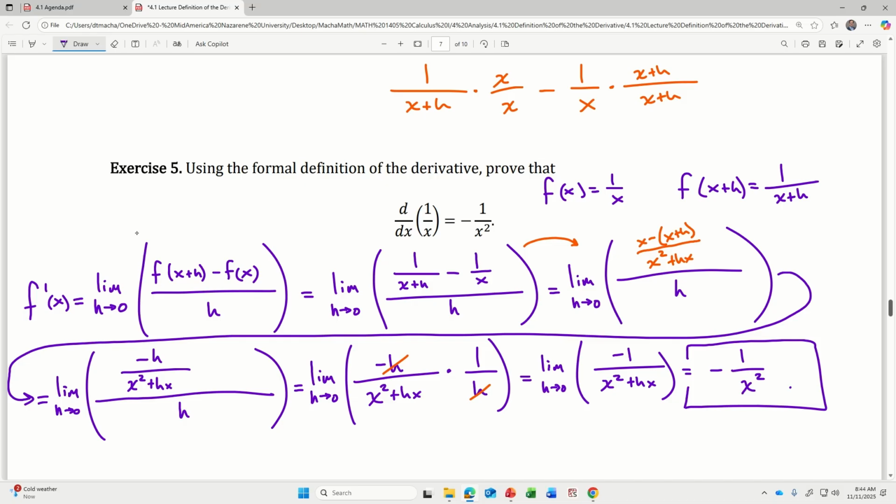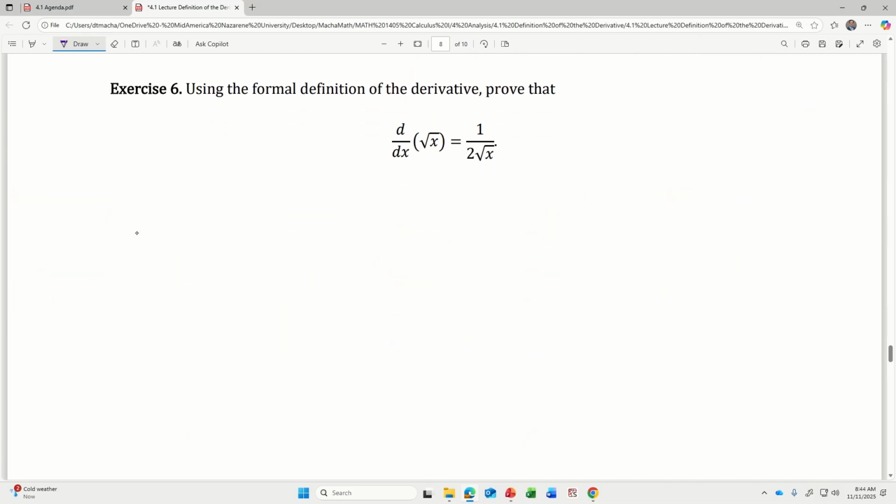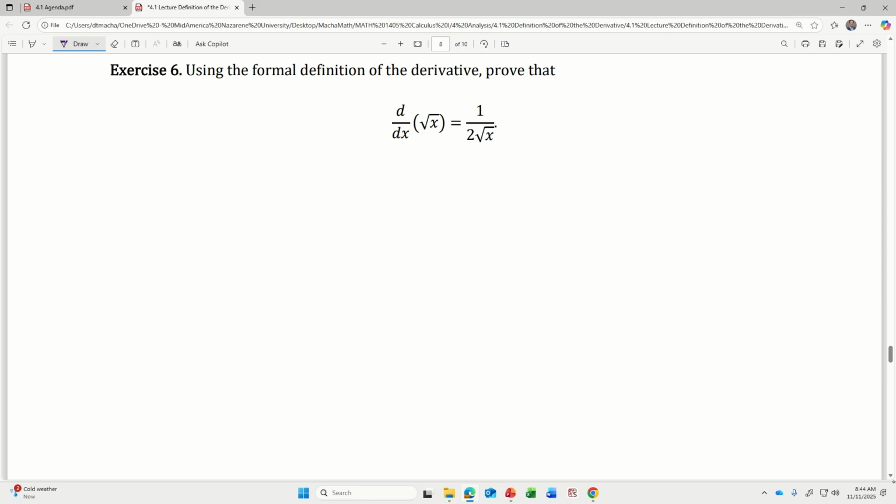All right, a few more of these. Using the formal definition of the derivative, prove that.